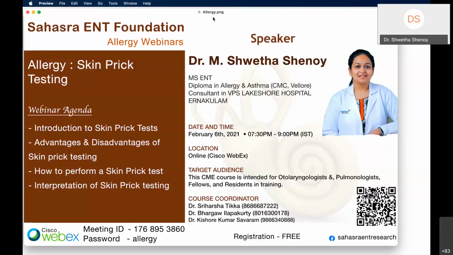How much time does it take to do a skin prick test? You have to read it in 20 minutes. It takes about 20 minutes to do the whole thing fast, and 20 minutes to wait for it to start showing up. Overall 1.5 hours goes in doing this, and 30 minutes they will wait there to see if there's any other problem cropping up.